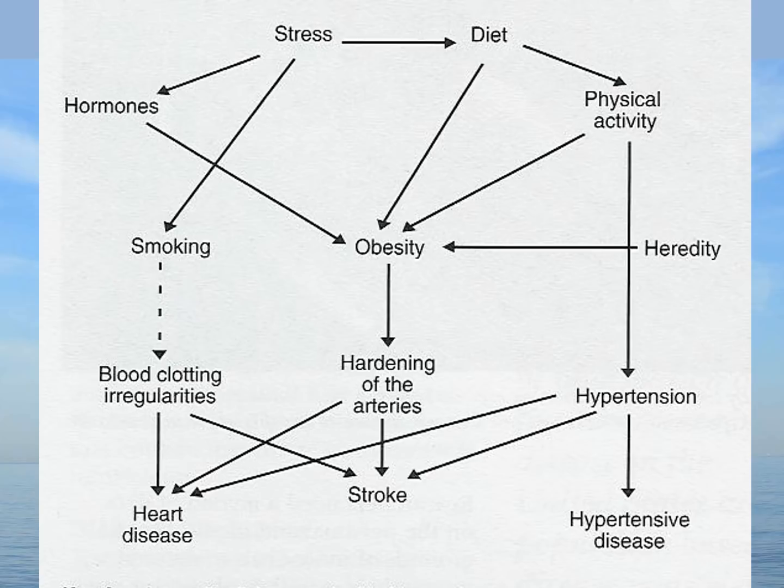So for example, this would be your web of causation for obesity. So some would say lack of physical activity, heredity, hypertension, hypertensive disease. Your hormones are part of it, smoking would be part of it, and each would be interplay or affect one another in leading one to the other.